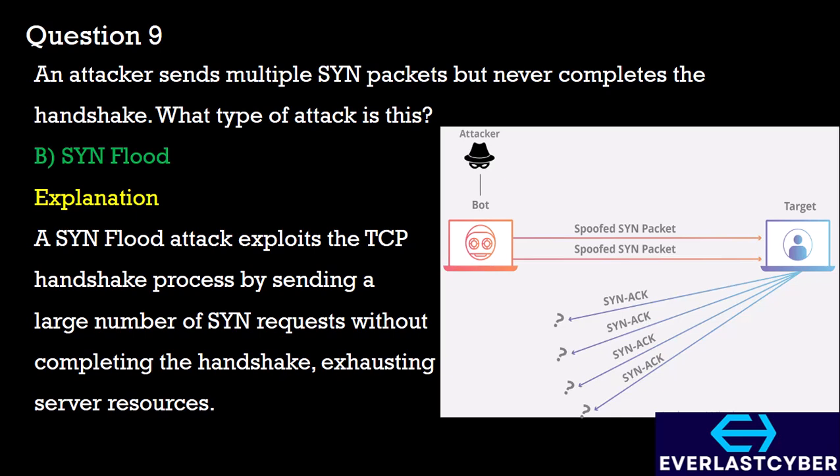It exploits the TCP handshake process by sending a large number of SYN requests, but it does not complete the handshake, as we can see in the screenshots here. So a large number of SYN packets, which are the initial connection request, are sent, but the three-way handshake is not completed. This overloads the target system's resources and prevents legitimate connections from being established. So this is a SYN flood attack, option B.